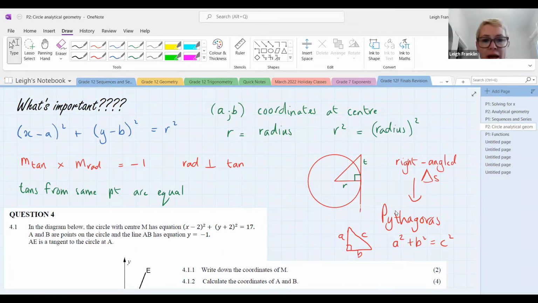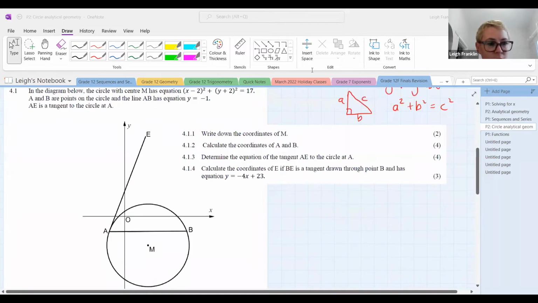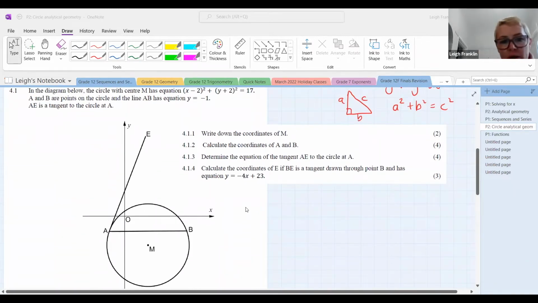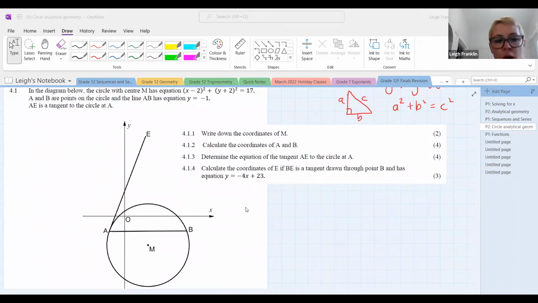Let's go and have a look at the question that I've given you. It says, in the diagram below, the circle with center M has the equation (x - 2) squared plus (y + 2) squared equals 17. A and B are points on the circle, and line AB has an equation y equals -1. So the reason that line AB has an equation y equals -1 is because it is a what sort of line? What sort of lines have an equation y equals?